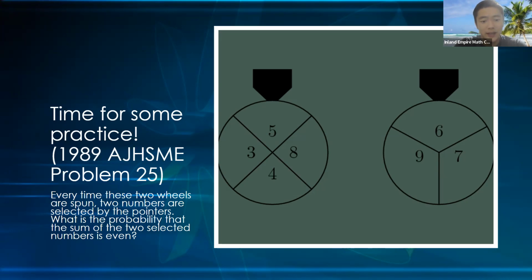Two numbers are selected by the pointers. See this little black pointer thing? So the spinner, you spin it and it points to a number. So what is the probability that the sum of the two selected numbers is even? What is the probability that when you take two random numbers from two spinners, they add up to an even number? It's intriguing. I'm going to give you guys 30 seconds to think about this. If you have any thoughts or a complete solution, type into the chat or tell me by unmuting.